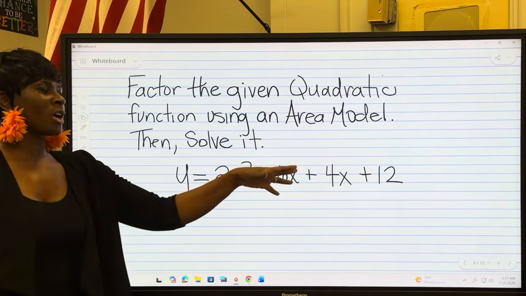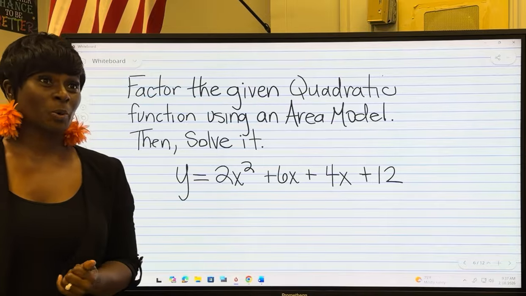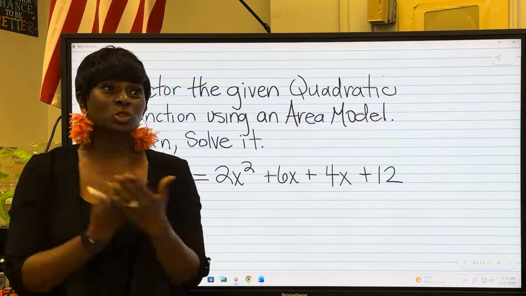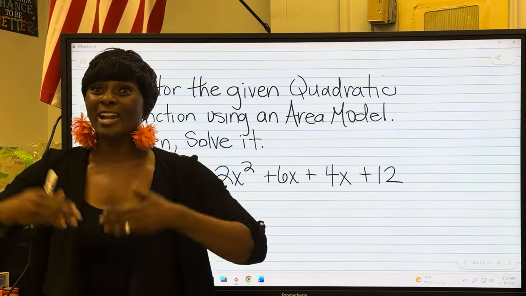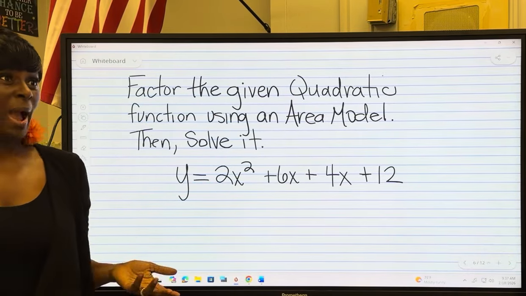Right now we have a quadratic function. How do I know this function is quadratic? Because the highest exponent is a what? 2. So what else do I know about this? What is it going to look like on a graph? It's going to look like a parabola. It's going to be a U.